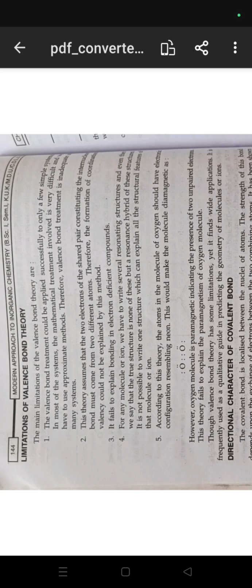Fourth, for any molecule or ion, we have to write several resonating structures, and even then, we say that the true structure is none of these, but a resonance hybrid of these. It is not possible to write one structure which can explain all structural features of that molecule or ion. Fifth, according to this theory, the atoms in the molecule of oxygen have electronic configuration resembling neon.